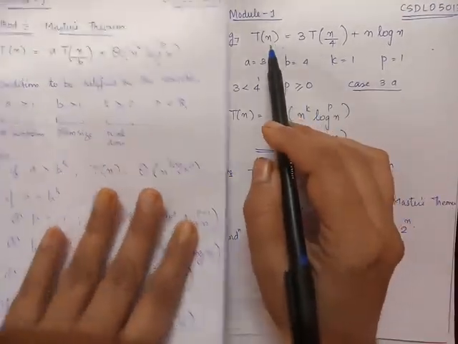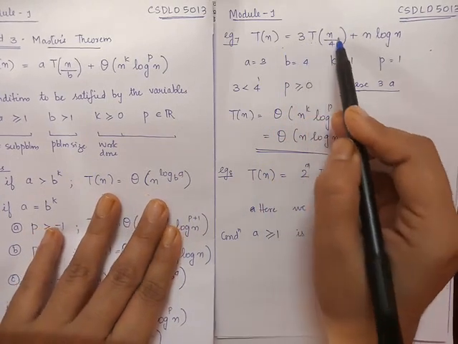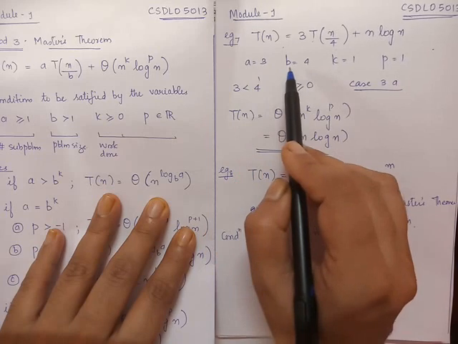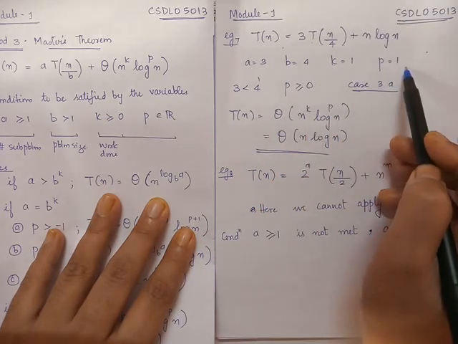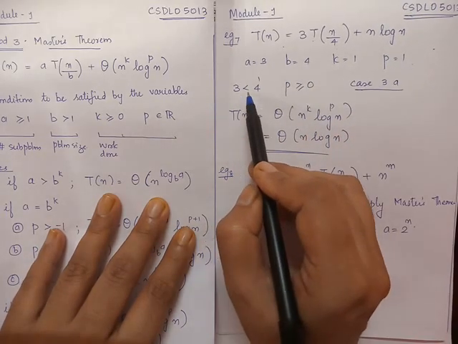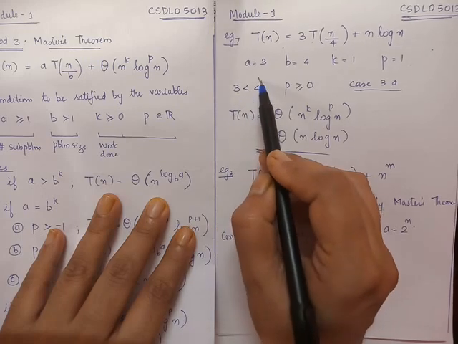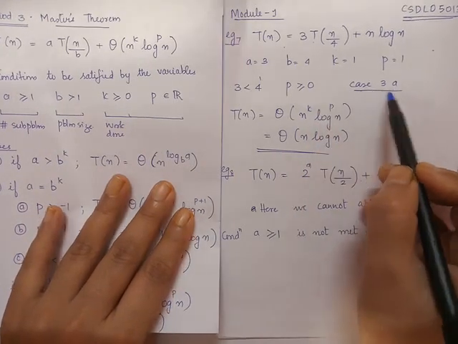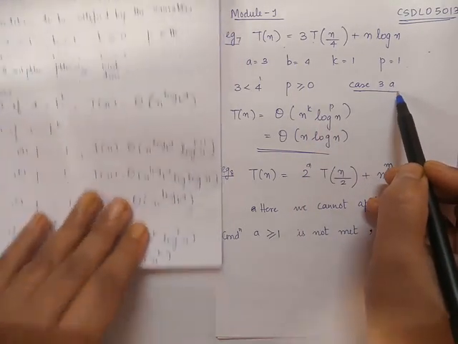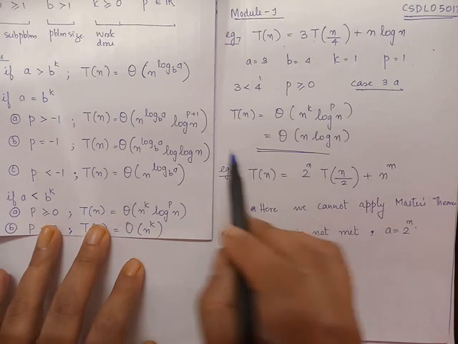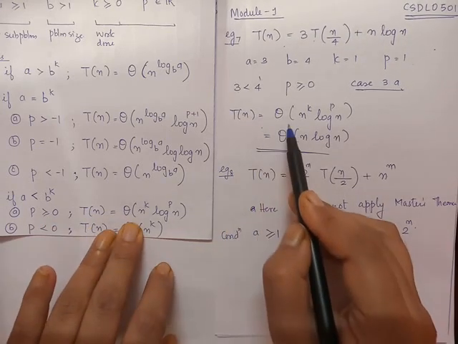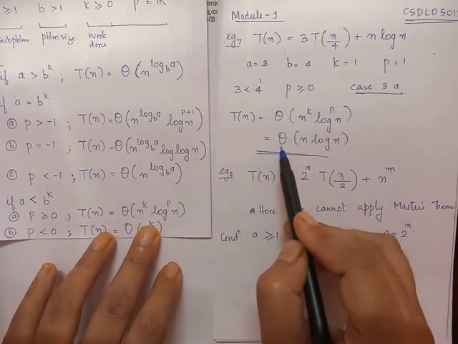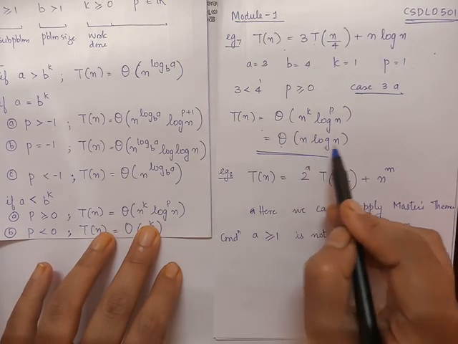T of n is equal to 3 times T of n by 4 plus n log n. Here the values of a, b, k and p are as follows. So here we can see that a is less than b raised to k and p is greater than or equal to 0. That means we are in case 3a. So according to 3a, T of n is equal to theta of n raised to k times log n raised to p. That is equal to theta of n log n.